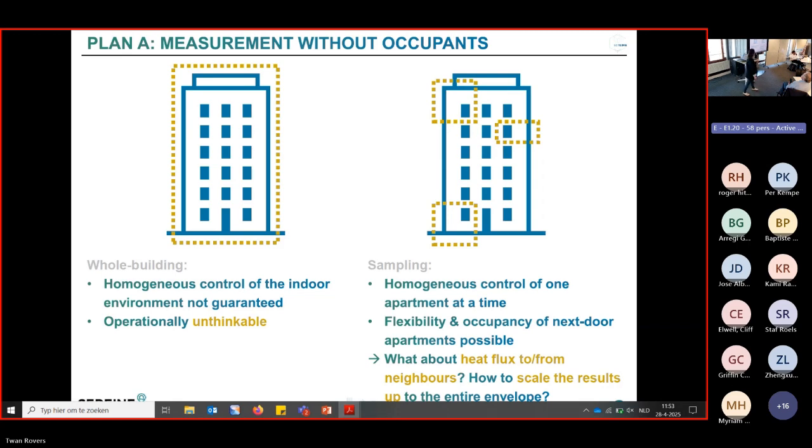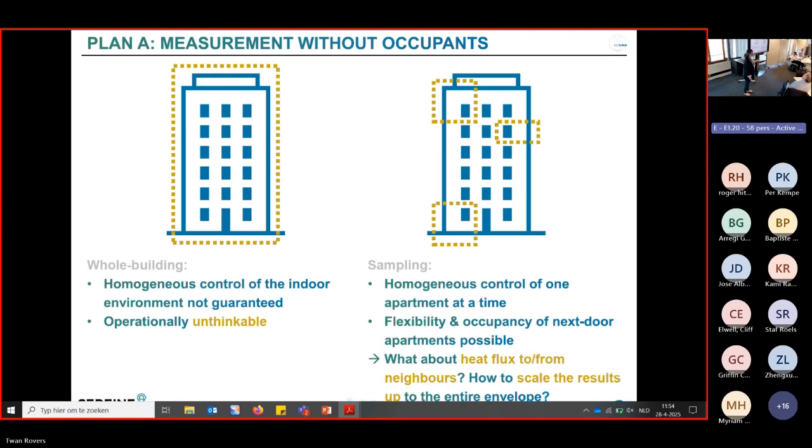So the solution we found is to sample the apartments. 1 unit is pretty much like a house, so that volume we can control. But then we had 2 questions. If we sample it, what to do with the heat flux to and from the neighbors? We can't just apply the on and off pattern we used to apply in detached housing. We need to adapt our heating pattern to the particularity of building units.